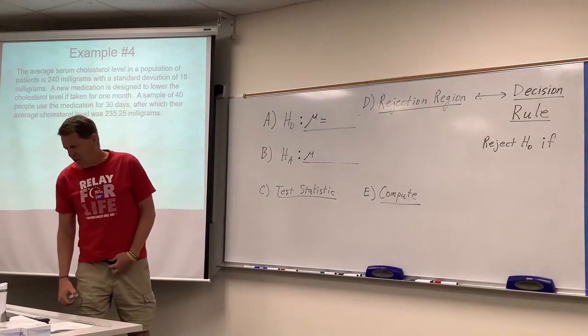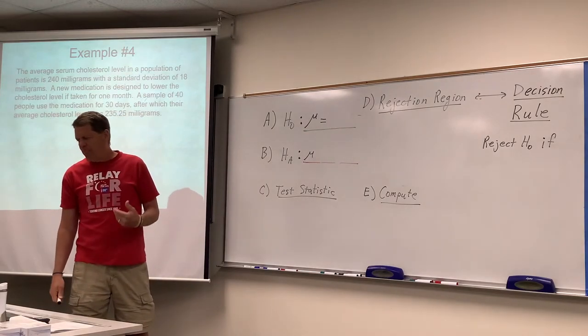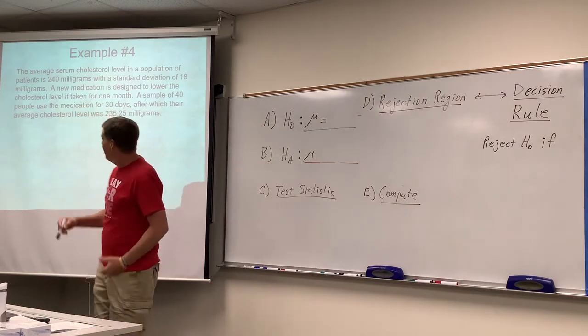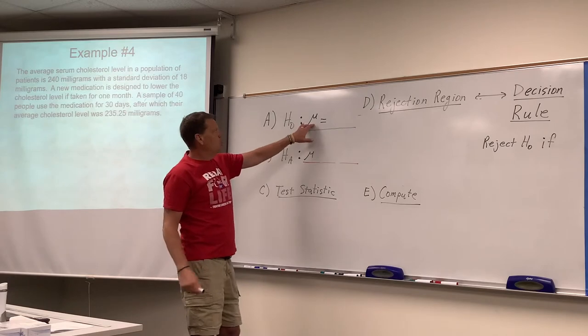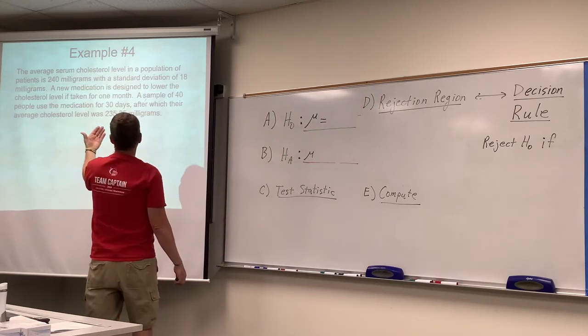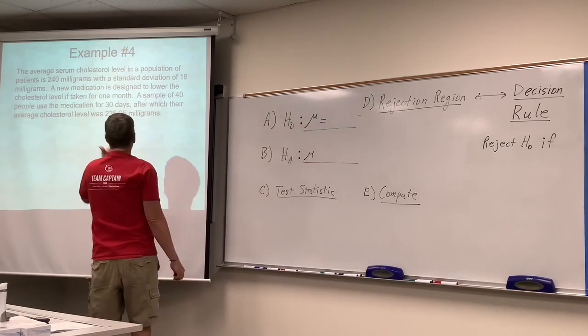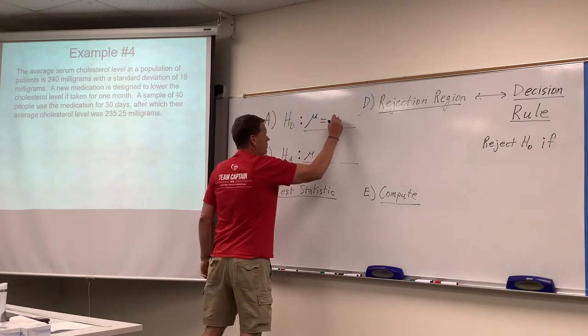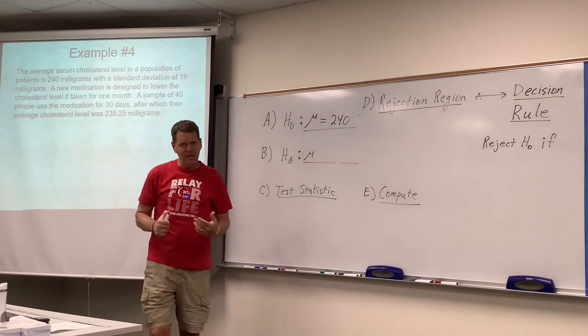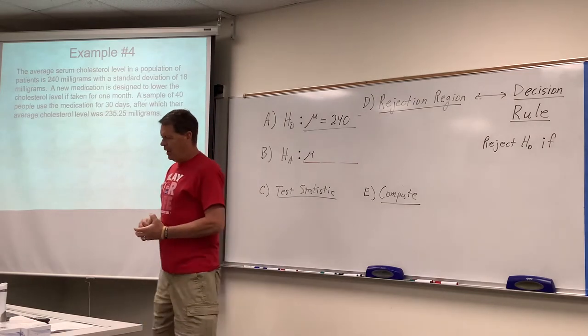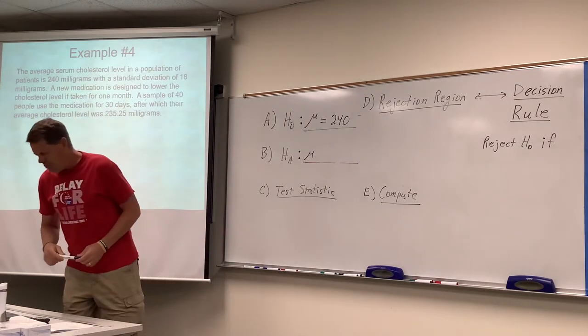All right, so the average serum cholesterol for a population, the mean of a population, that's why the symbol, the parameter is mu, and it says in that first sentence that it is equal to 240 milligrams. All right, so that would be the assumed population mean for the cholesterol level for that population of people.